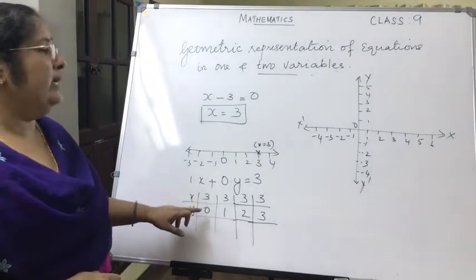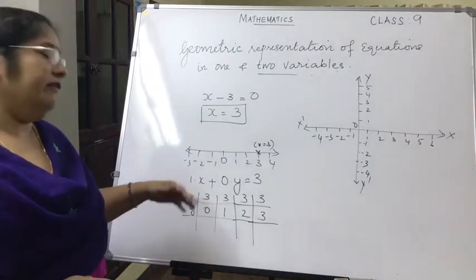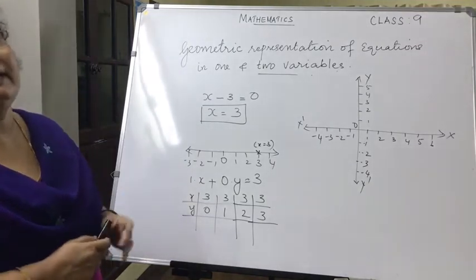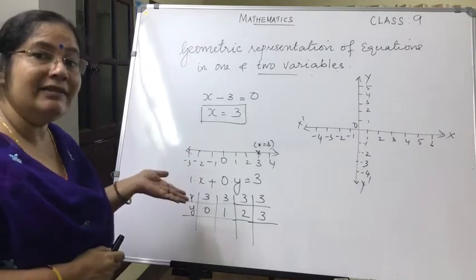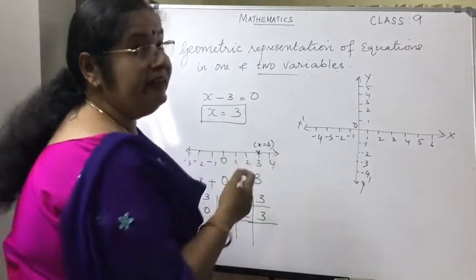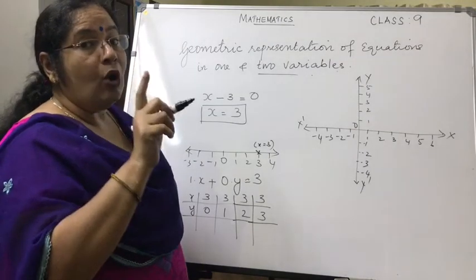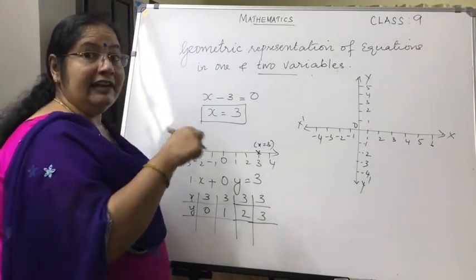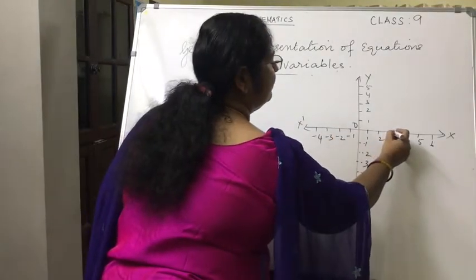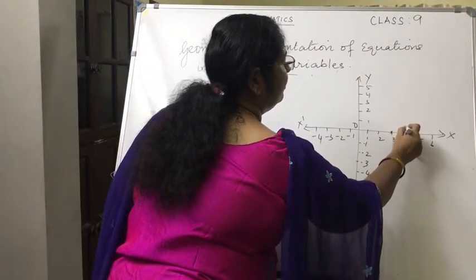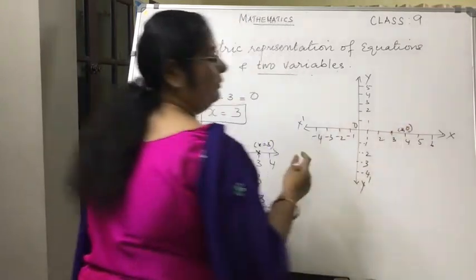When y equals 0, x is 3. Or when x equals 3, y is 0. So this ordered pair is (3, 0). So when x is 3, y is 0. Where will it be? X is 3, y 0. So that point is on the x-axis, at positive 3. So this is the point (3, 0).